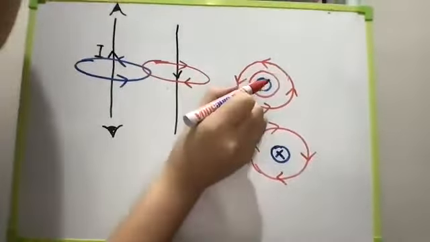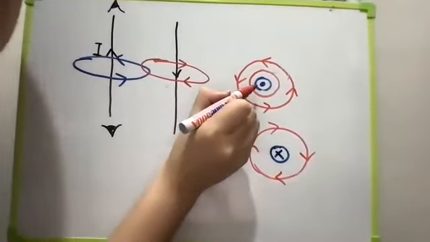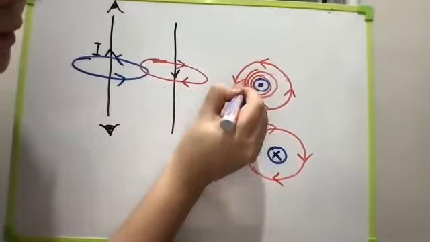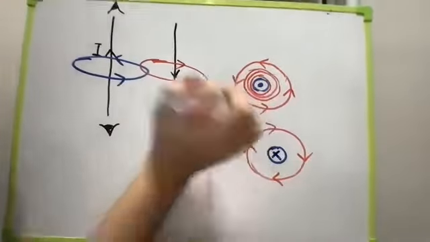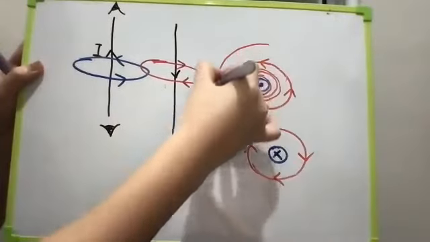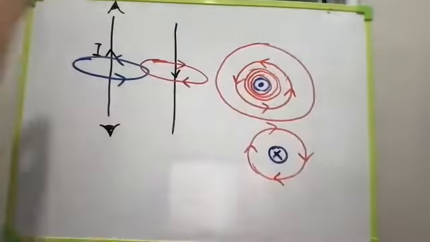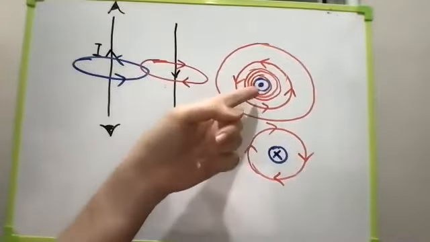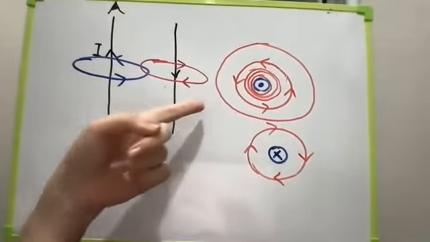And you can see the closer to the center, the more magnetic field it has. The further out, the weaker the magnetic field will be. That means at the center it is very strong and the strength decreases as you go outside.